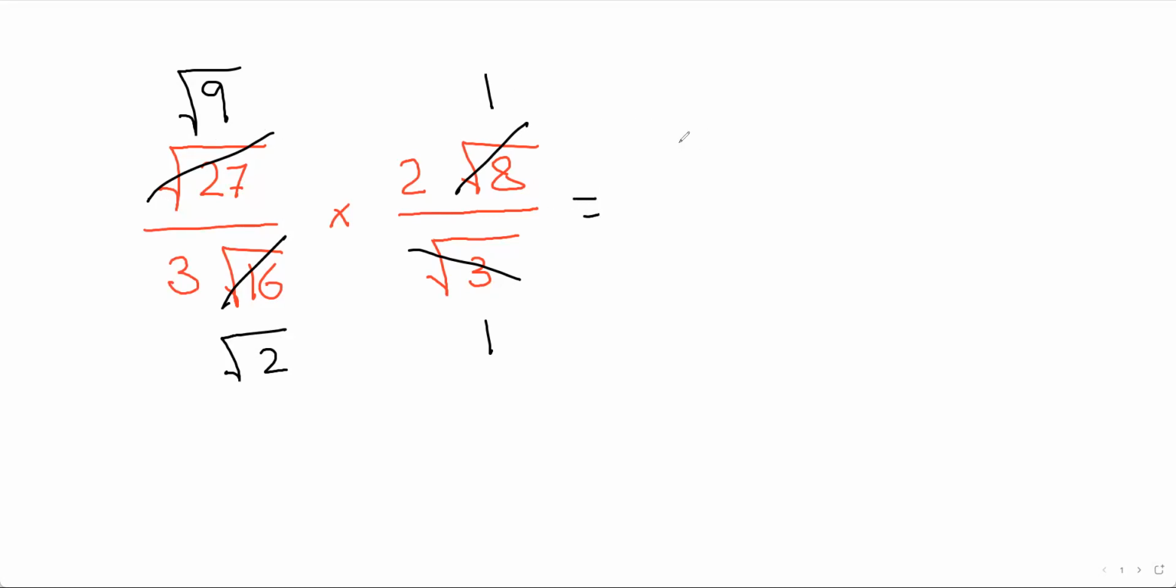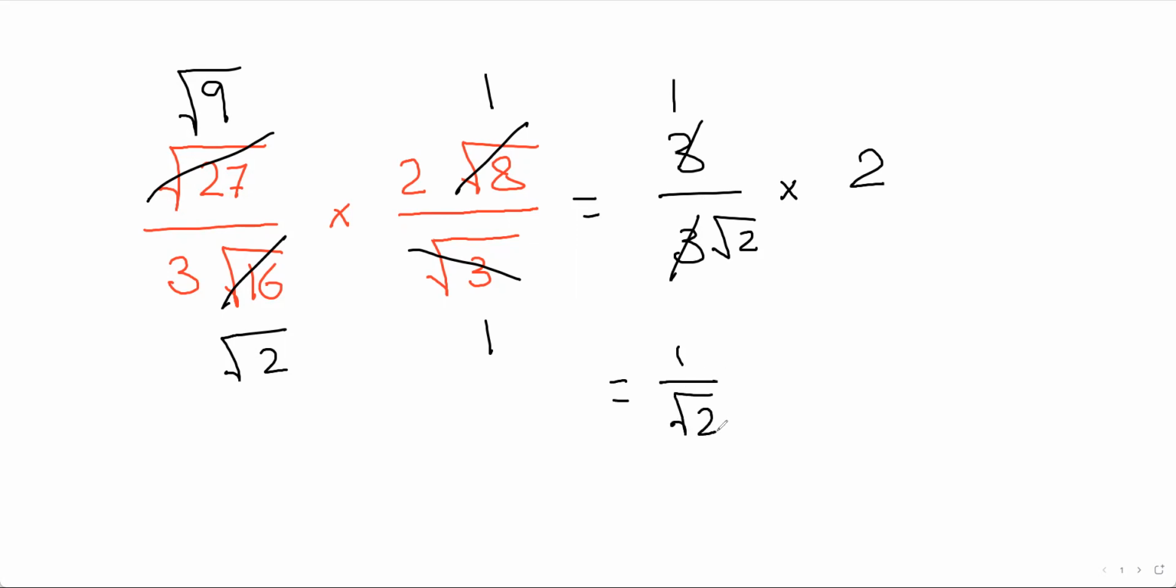Now, this square root of 9 will give me 3 over 3 root 2 times 2. Now, this 3 and this 3 could reduce, so you get 1 on top. So this becomes 1 over root 2 times 2. And as I mentioned in my fractions tutorials, when you multiply a whole number into a fraction, you only multiply it to the top. So this will end up giving you 2 over root 2.